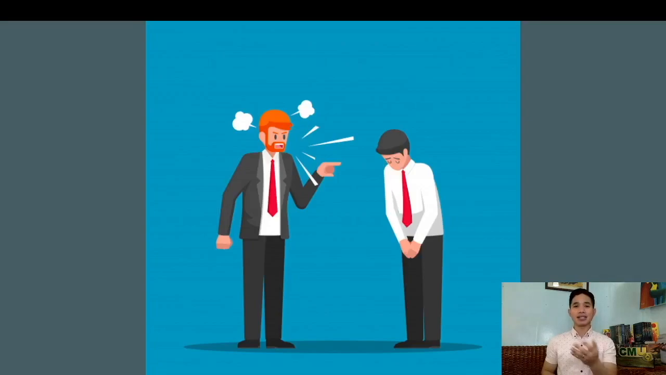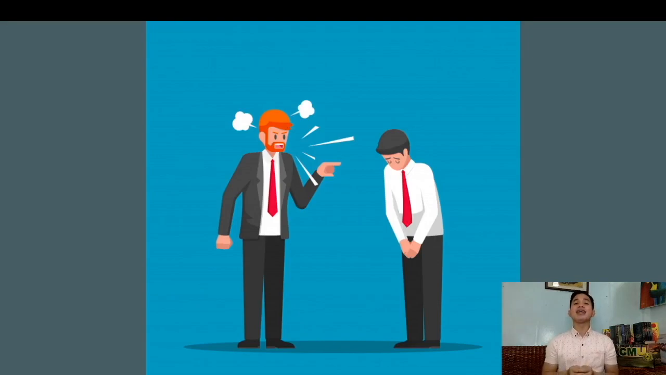Another one here is this one. Take a look at the photo. Who do you think dominates the conversation? So take note, it's a person who points and who is angry with, you know, something fiery on his head. The one being dominated is a person who clasps his hands like this. Guys, it's also true in presentation.